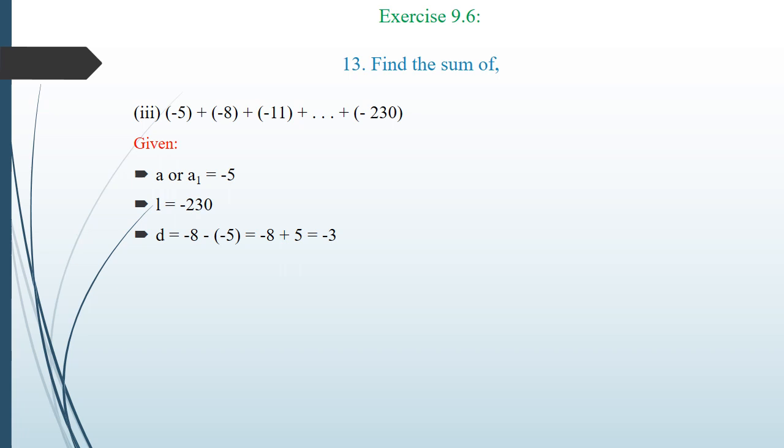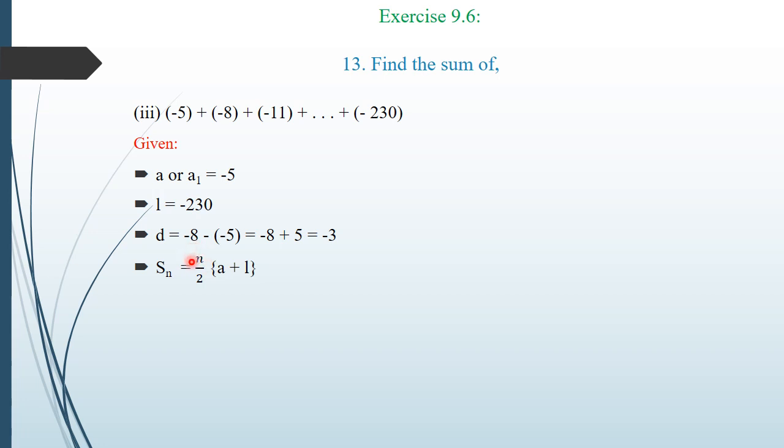Be careful here that our second term is going to be minus 8, and minus of minus 5, that is the first term. Therefore, minus of minus 5 is going to become plus 5 here. Minus 8 plus 5 will give me minus 3. Further, applying this formula Sn equal to n by 2 into a plus l, here we are given a, we are given l, and we are not given n here.